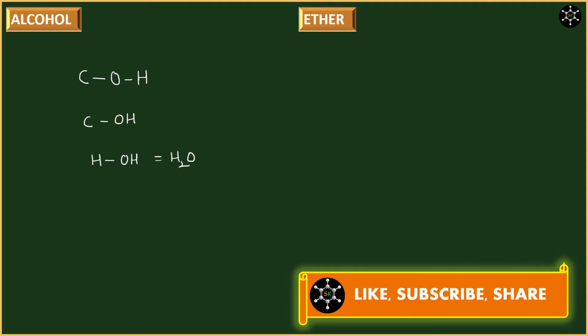Ether is a functional group where we have oxygen atom connected to two carbon atoms. Observe the difference between alcohol and ether. In alcohol, we are having oxygen connected to carbon on one side and hydrogen on another side. In ether, we have oxygen connected to carbon on both sides.